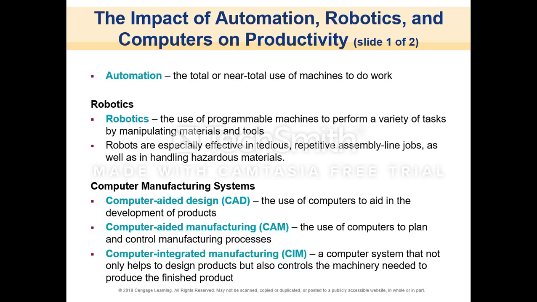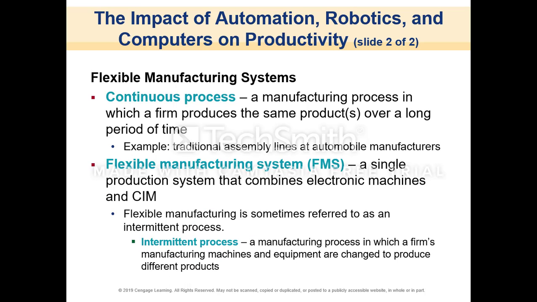So the impact of automation, robotics, and computers on productivity, as you can imagine, automation, robotics, and then computer manufacturing systems have dramatically increased productivity in organizations. Also, flexible manufacturing systems have as well.